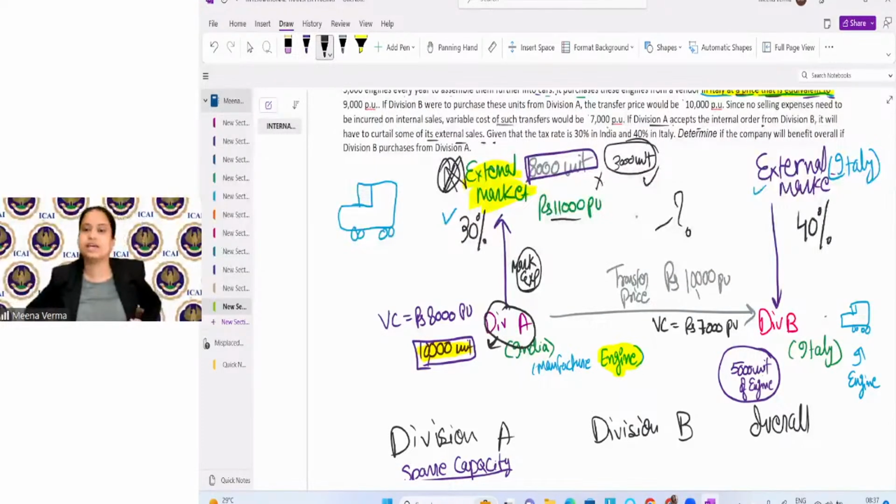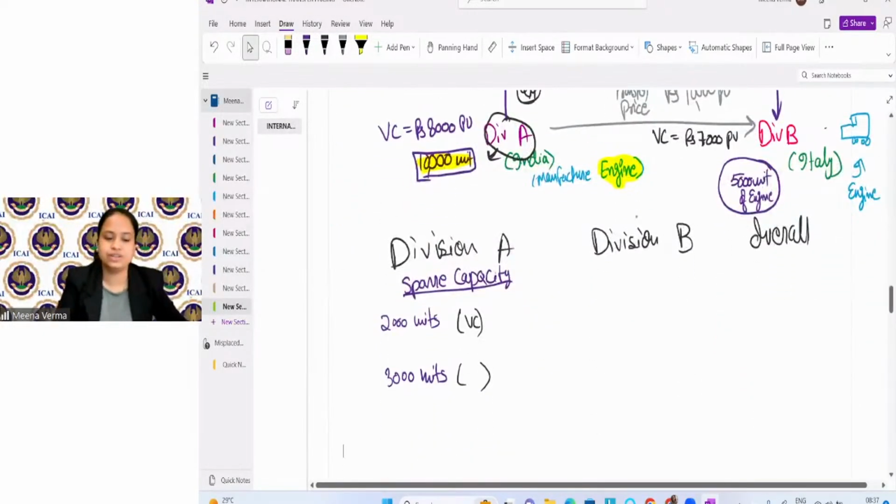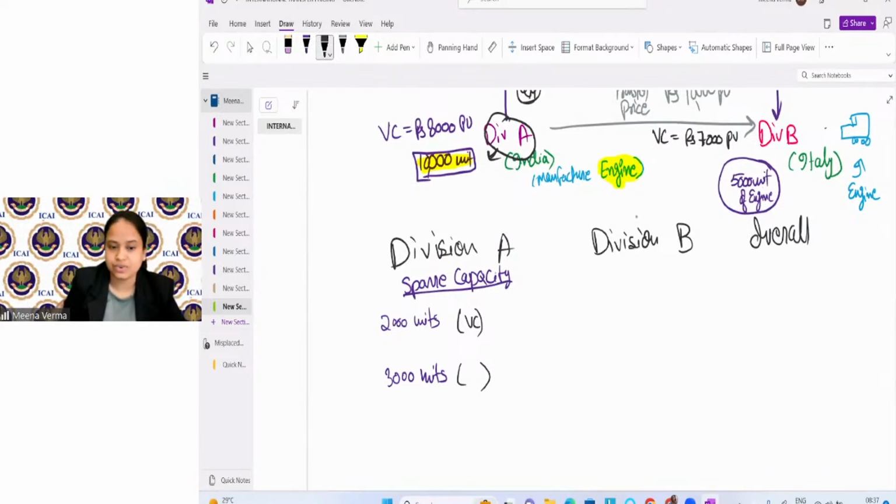In both cases, they are earning the same contribution. How, man? Okay, let me show you. So for the 3,000 units, whether they sell it externally or they transfer it internally, the contribution is the same, but they have the benefit here.